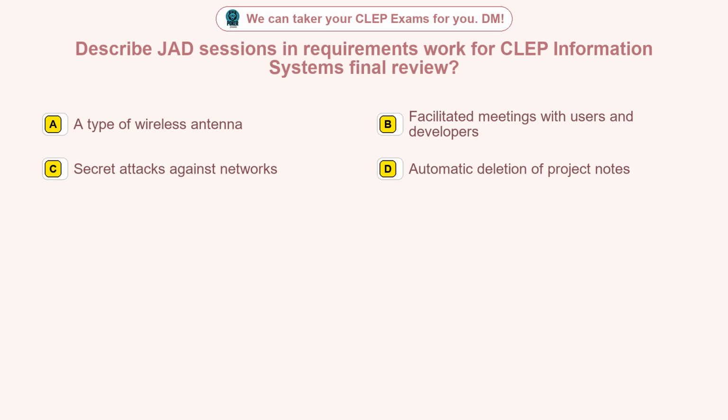Question 73. Describe JAD sessions in requirements work for CLEP Information Systems final review. Option A, a type of wireless antenna. Option B, facilitated meetings with users and developers. Option C, secret attacks against networks. Option D, automatic deletion of project notes. The correct answer is option B, facilitated meetings with users and developers.